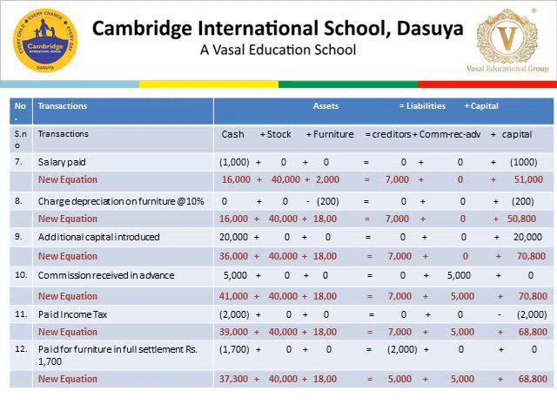Capital, no change. Now the new equation is cash 37,300, which is 39,000 minus 1,700. We are left with 37,300. Stock 40,000, no change. Furniture 1,800, no change. Creditors 7,000 minus 2,000. We are left with 5,000. Commission received in advance, no change, 5,000. Capital, no change, 68,800. So, new equation, which is after 12th transaction, is our answer. Cash, 37,300. Stock, 40,000.